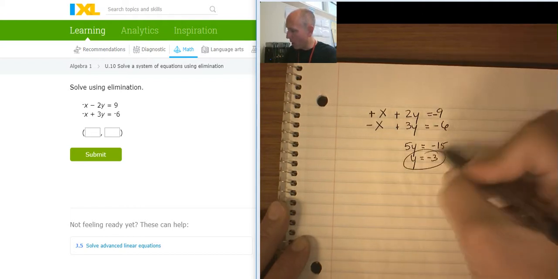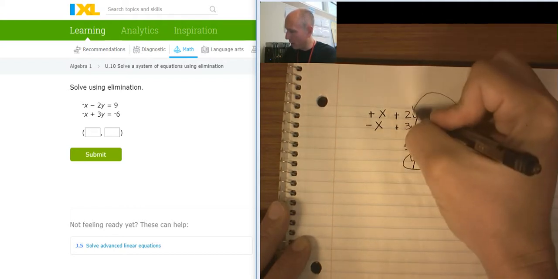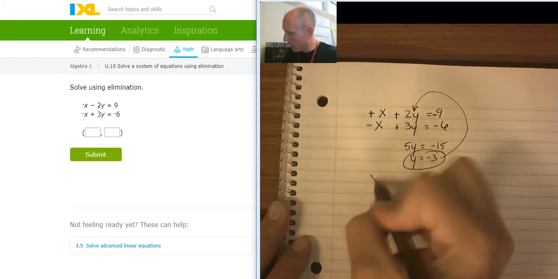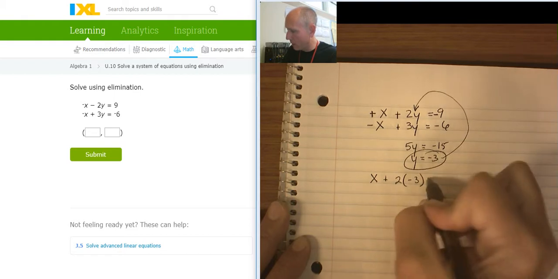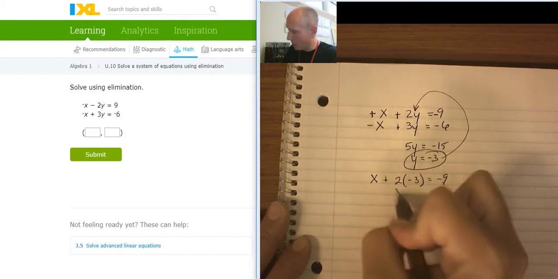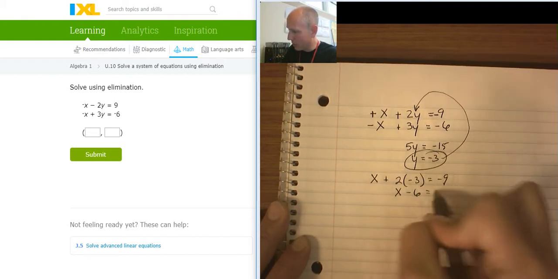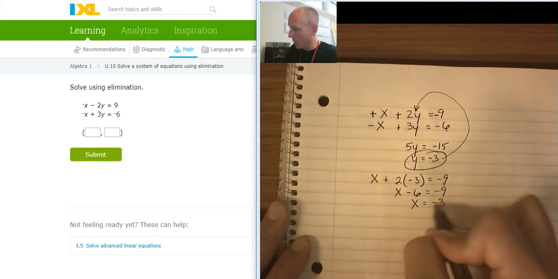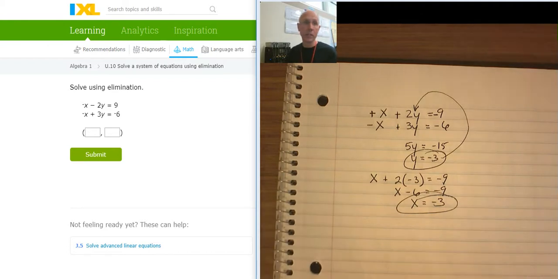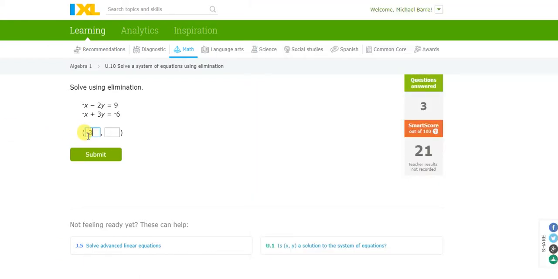I'm going to take that y and plug it in right there. X plus 2 times negative 3 equals negative 9. X minus 6 equals negative 9. Adding 6 to both sides, x equals negative 3. There's my point, negative 3, negative 3. Oh, that's a nice one. Negative 3, negative 3.